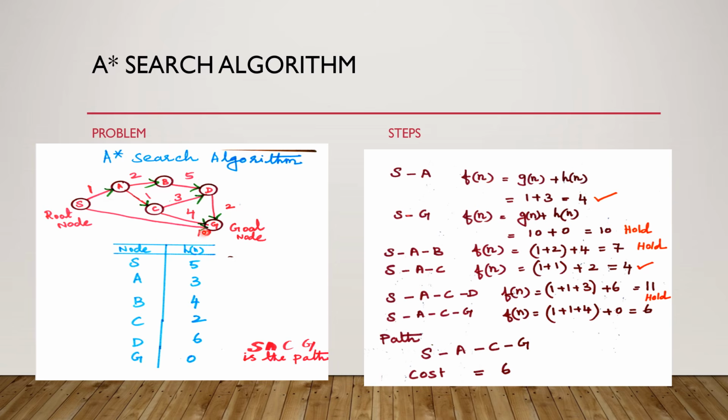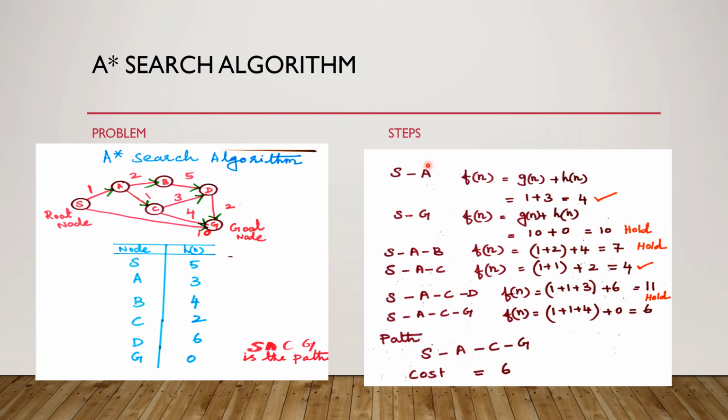Okay, two reachable nodes are available from S, A and G. So now we consider S to A. So S to A, what is the f of n value? F of n is equal to g of n plus h of n. So g of n value from S to A we can see from the diagram. S to A, g of n value is 1, and this particular node A.